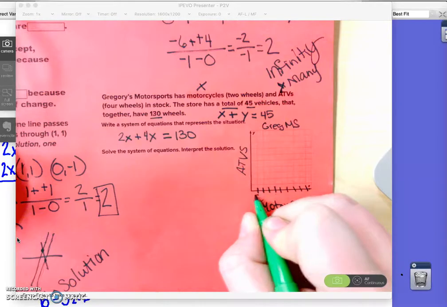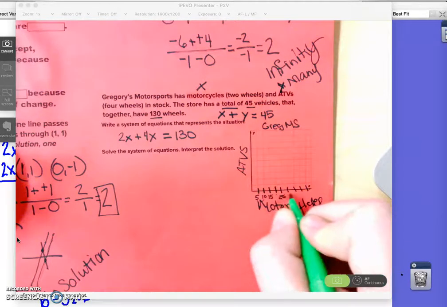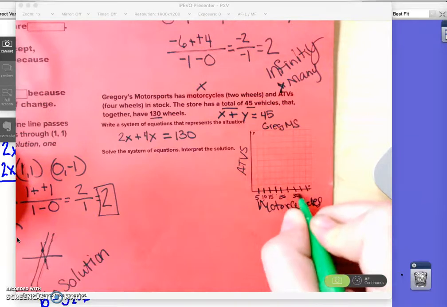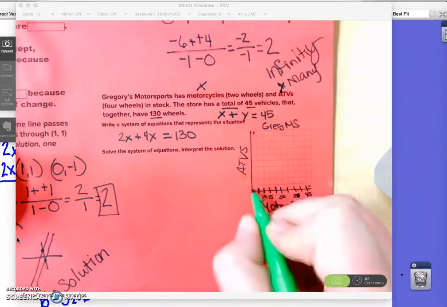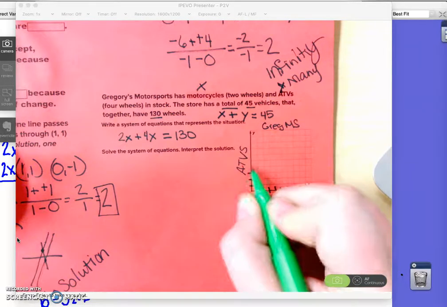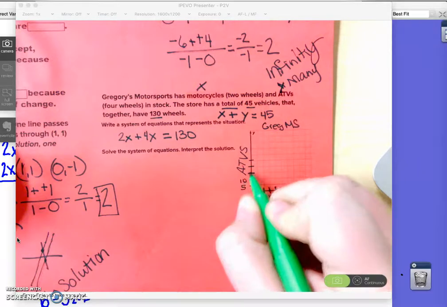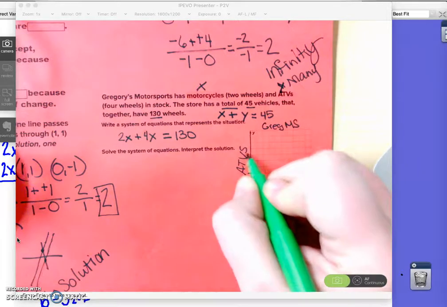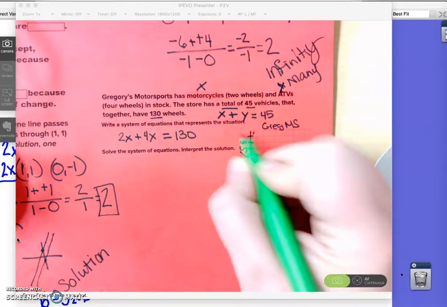So 5, 10, 15, 20, 25, 30, 35, 40, 45. I'm going to do the same for ATVs. I'm going to count by fives. So 5, 10, 15, 20, 25, 30, 35, 40, 45.